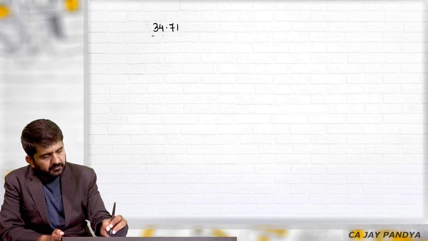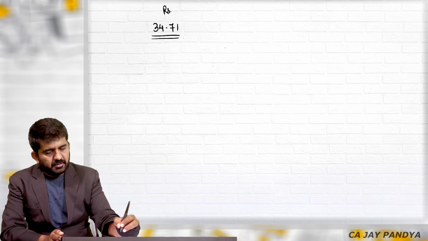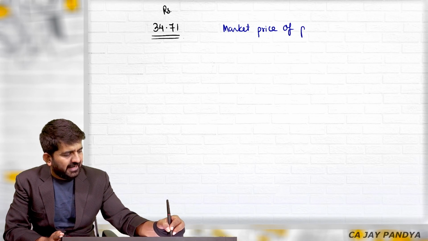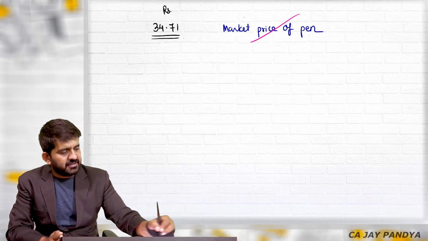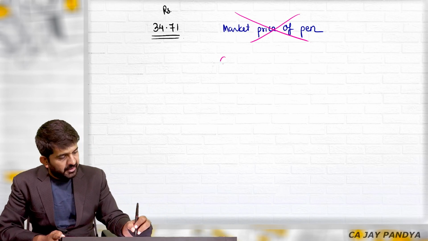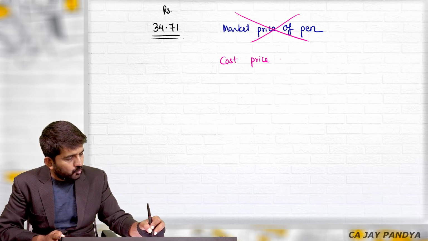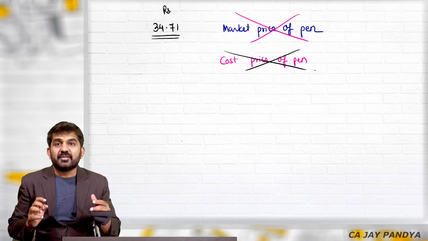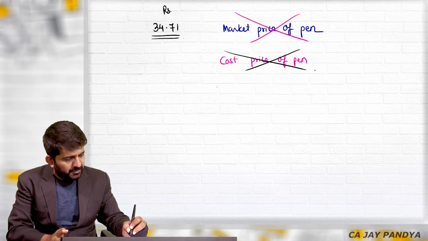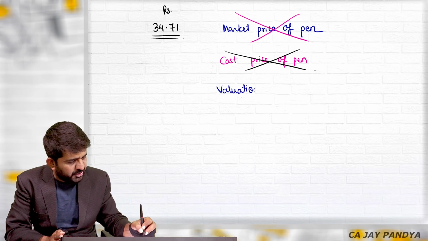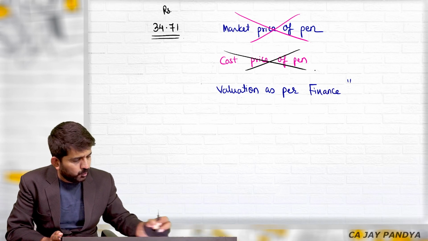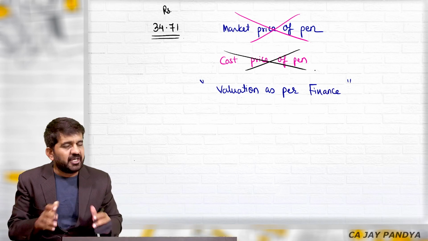What is 34.71? Is this the market price of the pen? Believe me, the answer is no. Is this the cost price of the pen? Believe me, the answer is no. Then what is this? Believe me, this is valuation as per finance rules. Sir, how will it be important? I'll explain each and everything.